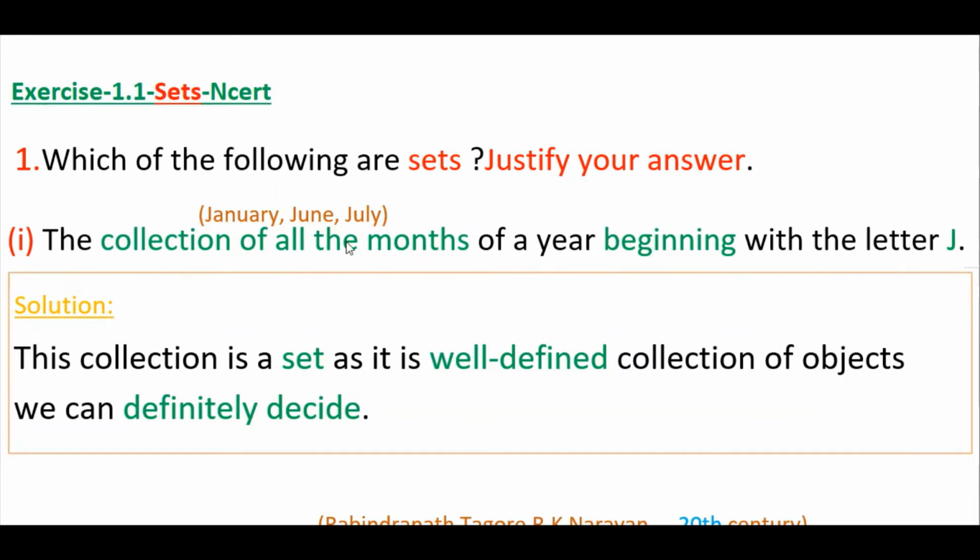This is a set because here the months of a year beginning with the letter J are January, June and July. These are well-defined collection of objects. So this is a set. This collection is a set as it is well-defined collection of objects. So we can definitely decide.